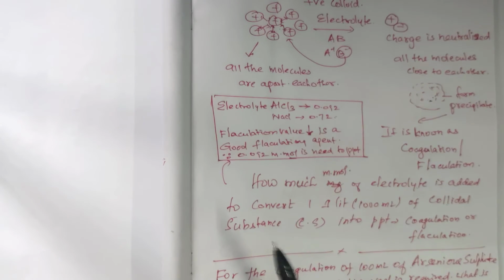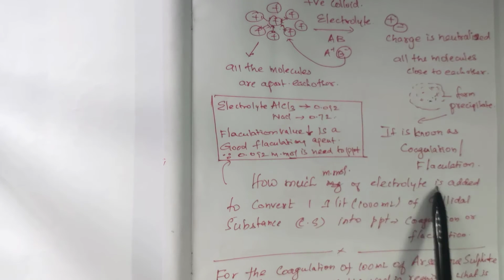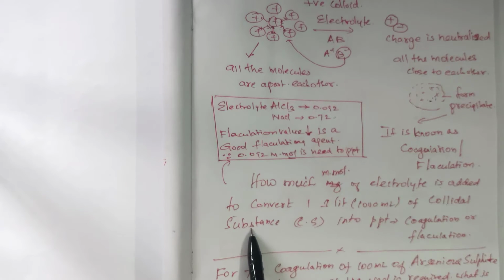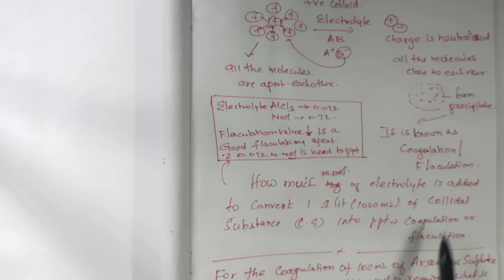So how many millimoles of electrolyte are added to convert 1 liter, that means 1000 ml of colloidal substance, into precipitate is known as coagulation or flocculation value.